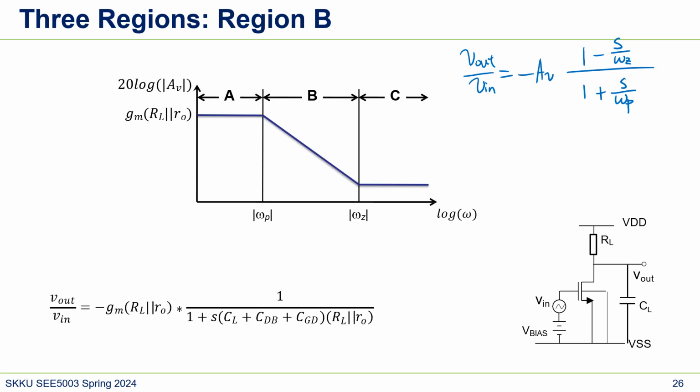In region B, what we assume is omega is smaller than omega Z. So if this happens, then we can just ignore this, right? So that's how we got this gain. You see that in the numerator we ignore the zero and then just 1. So we have only one single pole, and then it goes as a minus 20 dB per decade.